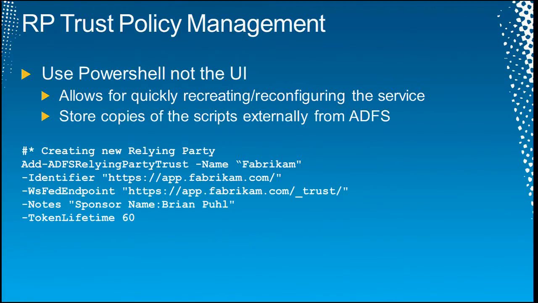Not a good situation. Here is an example of the PowerShell syntax that is used to create an ADFS relying party trust. So you can see we have the identifier, we have the URL of the WSFed endpoint. We have notes, and notes are good, especially if you have 887 relying parties, so that you can at least somewhat remember who it was that you talked to when you set up this relying party trust. Also have the token lifetime of the RP trust.